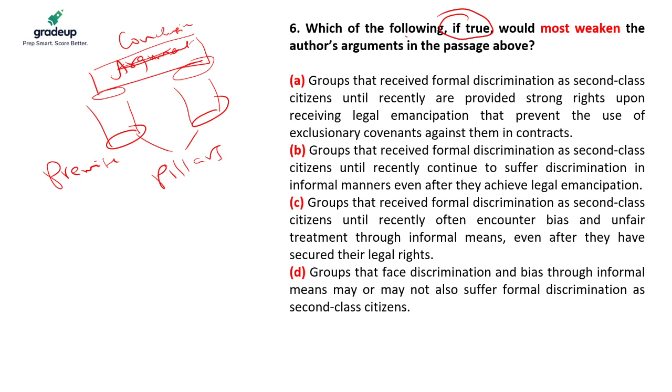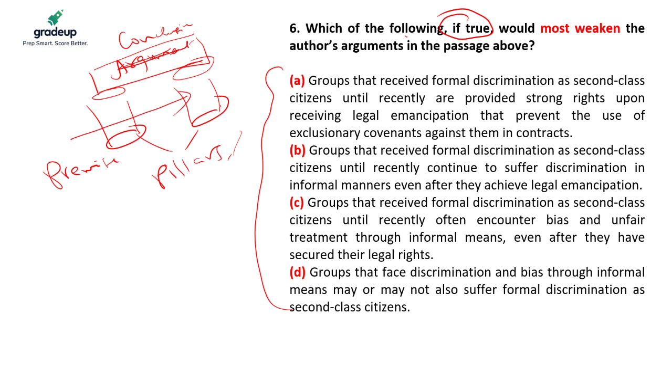Now, I want to weaken it. What should I do? I should be able to break the pillars. Shake the pillars and make sure that the pillars fall. If the pillars fall, then the conclusion will also fall. So I have to have a strong counter argument. What are the counter arguments? What do you think can be the counter arguments which will shake the foundation of the author's conclusion, the author's argument?